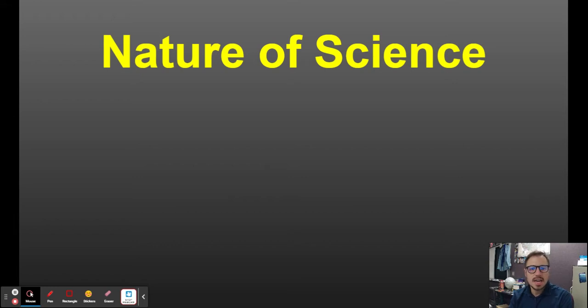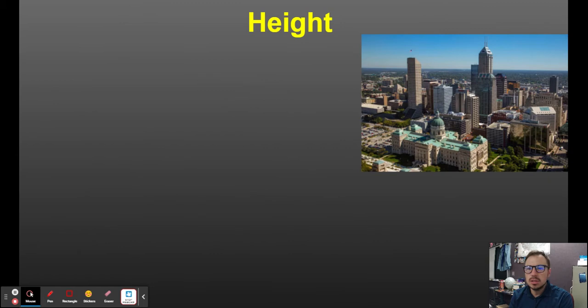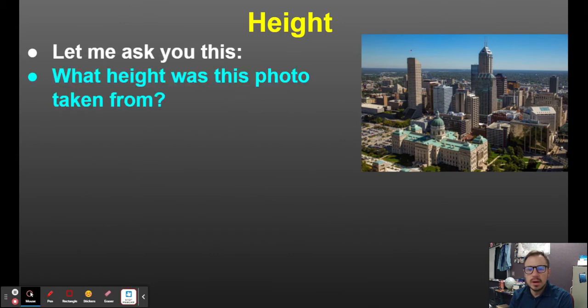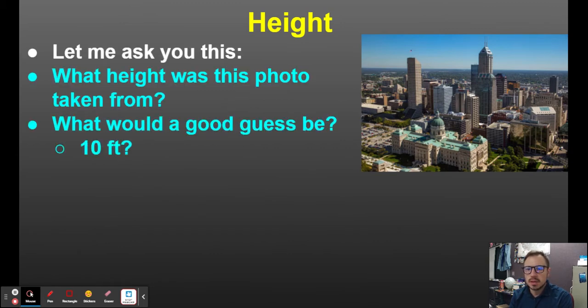All right, these are the nature of science slides. So we start this off by asking a question. What height was this photo taken from? Now, what would be a good guess? Would you say 10 feet? I mean, probably not. It was taken a lot higher than 10 feet. What about 10 miles? Well, you know it's going to be lower than 10 miles.